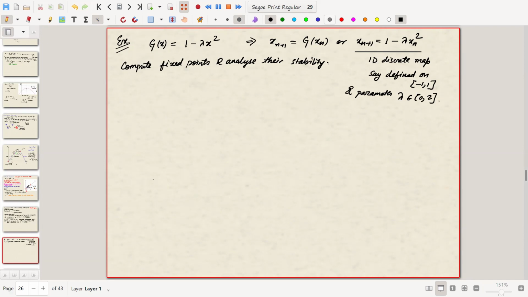Now can you find the fixed point of this map? Let me answer the solution. To compute the fixed points, we don't know if there exists one fixed point or more than one. The fixed points of x n plus 1 equals 1 minus lambda x n square are given by x star, such that it satisfies x star equals 1 minus lambda x star square.